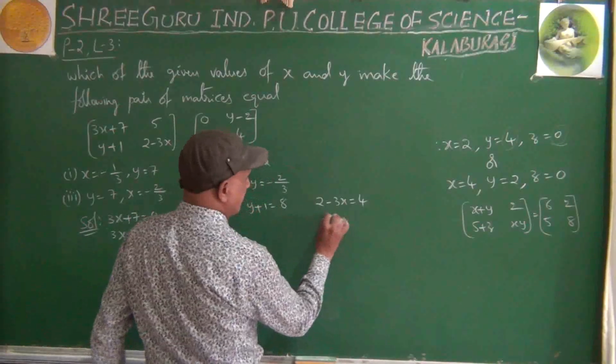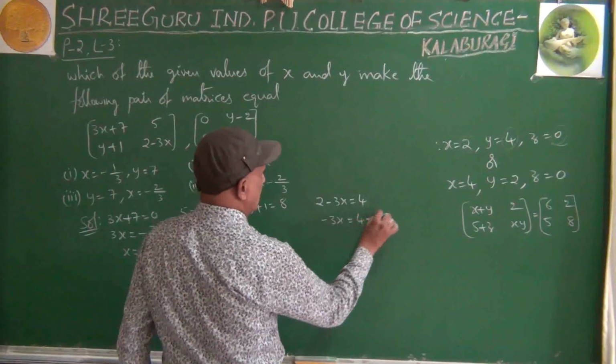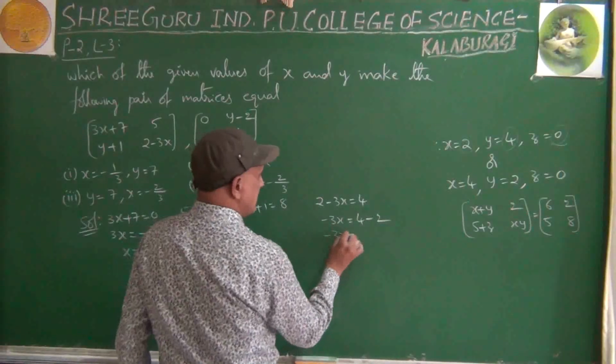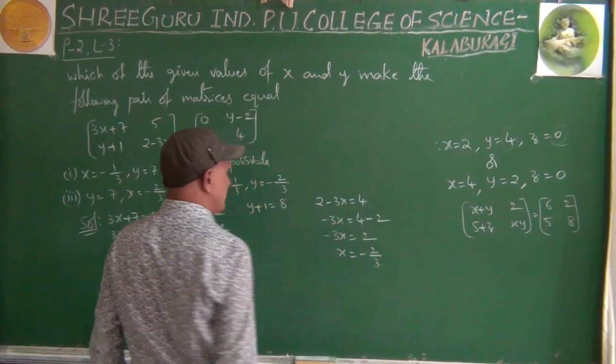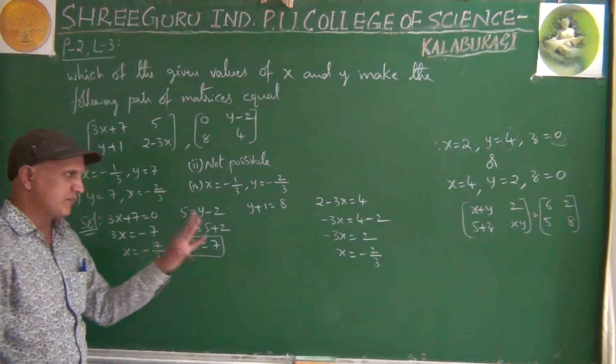Minus 3x equals 4 minus 2. Minus 3x equals 2. x equals minus 2 by 3. Whether both x values are same? No.